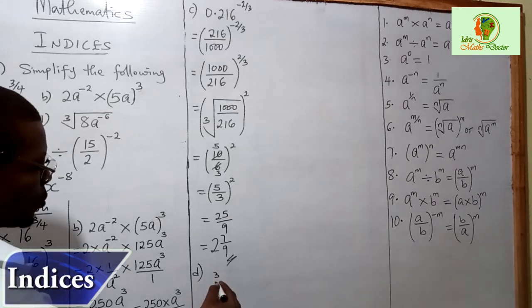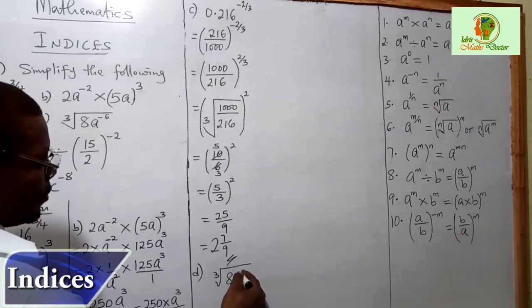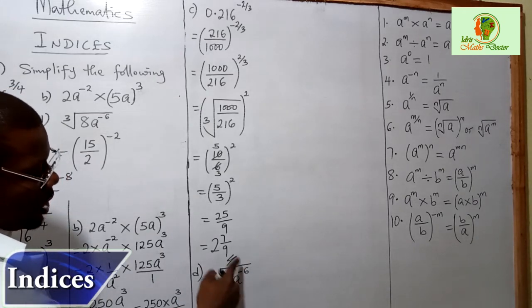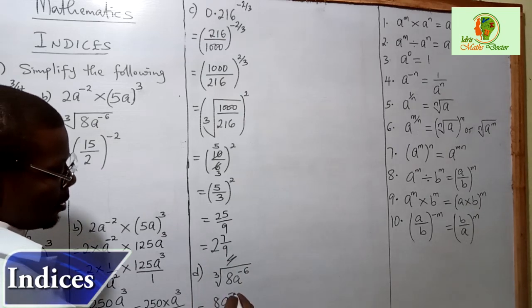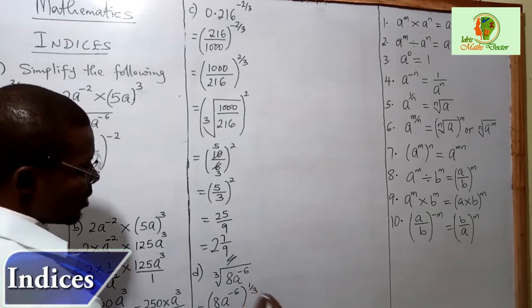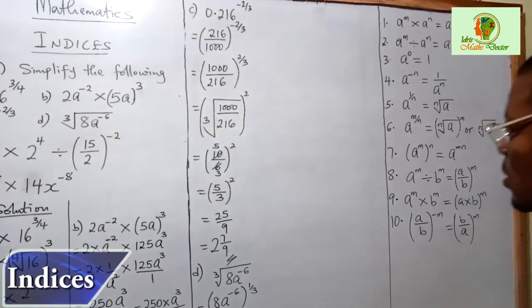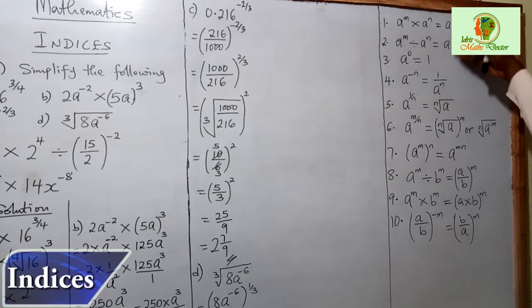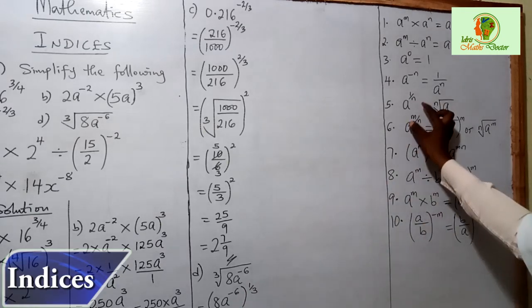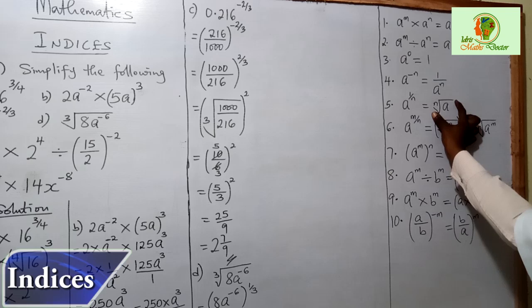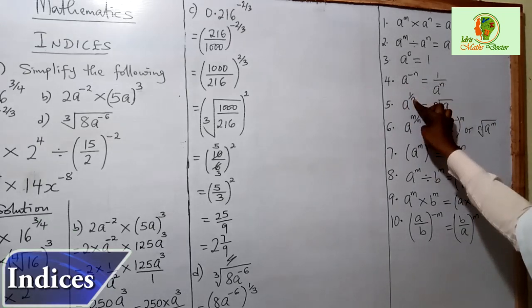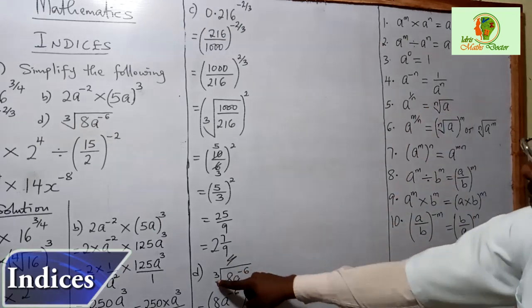Question D. We have the cube root of 8A raised to power minus 6. To remove this cube root, it becomes (8A raised to power minus 6) raised to power 1 over 3. One thing about the laws in mathematics is that at times the question will come in this form and you take it to this form, and at times the question will come in this form and you bring it to this form. Law number 5 is what I applied to change it. The question itself was in this form, so I changed it to this form. So I have A raised to power 1 over n, where n is similar to the 3 that we have outside as the root.